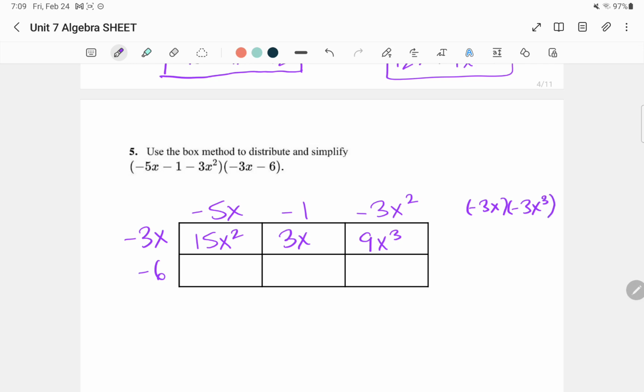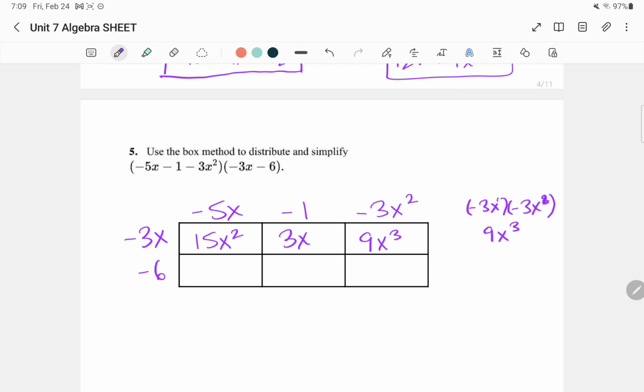Oops, negative x, sorry, to the second. There we go. All right, so now negative, and this actually goes back to our exponent rules, right? Our negative 3 times negative 3 gives us positive 9. So that's that part. And then x, if there's nothing there, has a positive 1. And 1 plus 2 gives me 3. So it's 9x to the third.